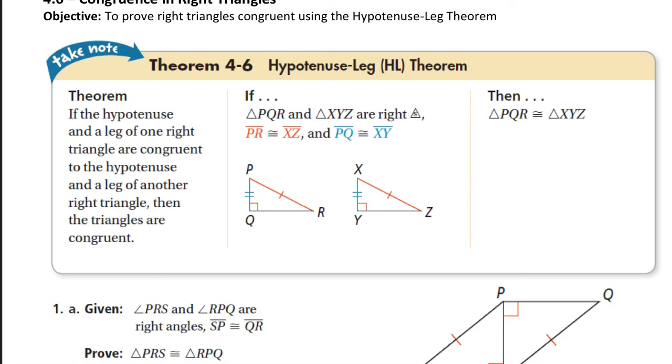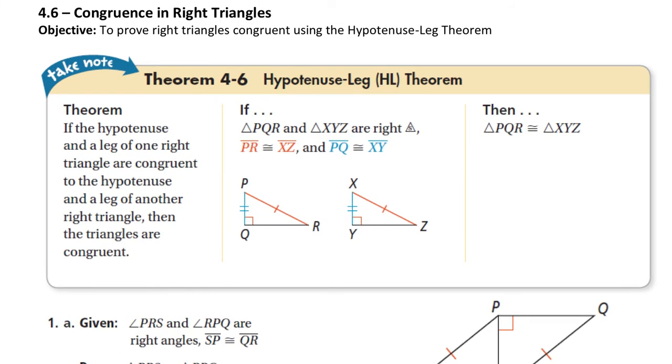All right, so in lesson 4.6, we're going to talk about congruence in right triangles. And this is the last theorem that's actually on our foldable sheet we made with SSS, SAS, ASA, AAS. This is a theorem called hypotenuse leg, or for short, HL. And this is a theorem that only occurs in right triangles.